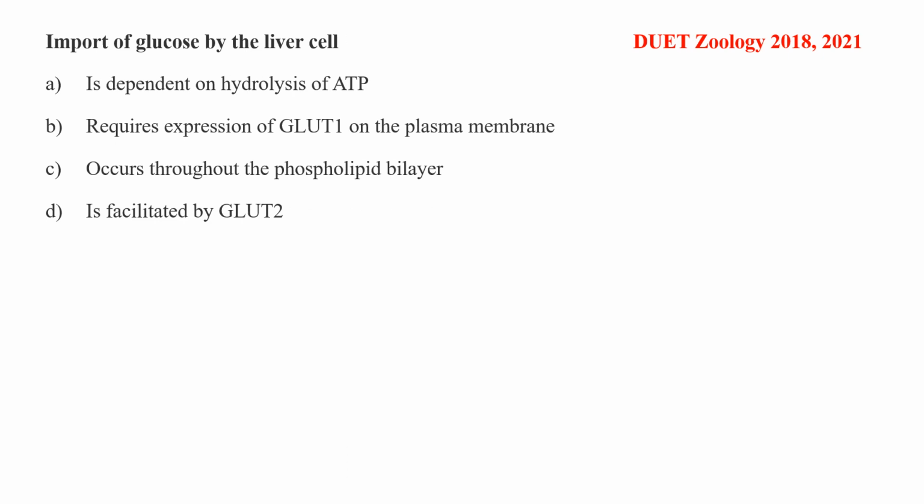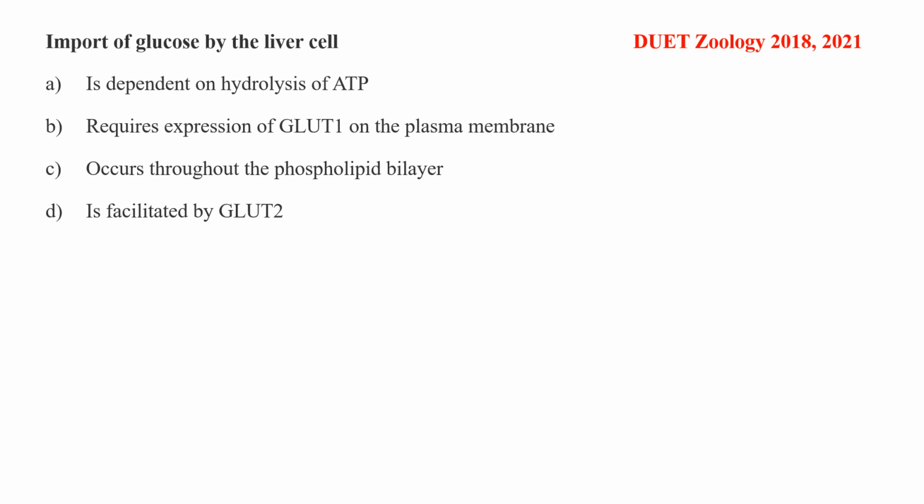Import of glucose by the liver cell is dependent on hydrolysis of ATP, requires expression of GLUT1 on the plasma membrane, occurs throughout the phospholipid bilayer, or facilitated by the GLUT2. Always remember, the various types of glucose transporters are there and they have different significance in different tissues. So always make a list where all the glucose transporters and their significance you have to memorize.